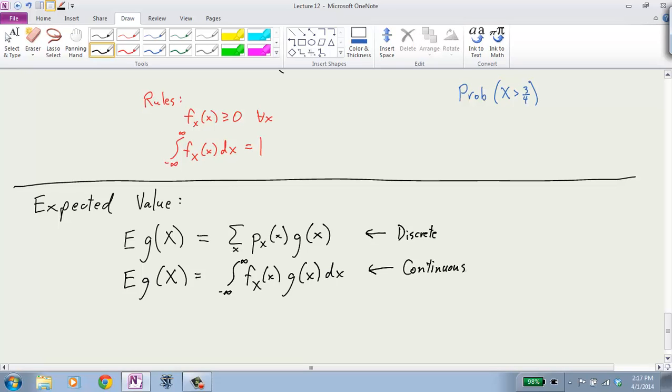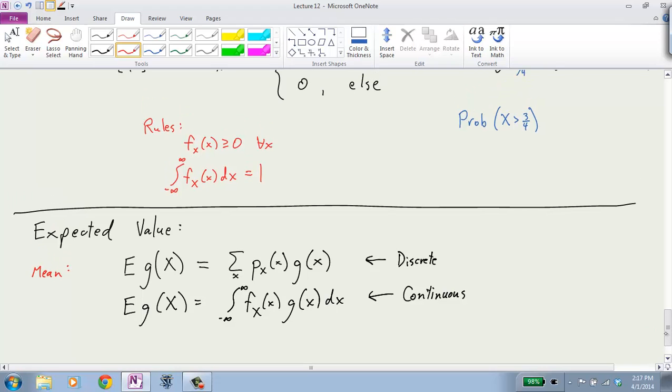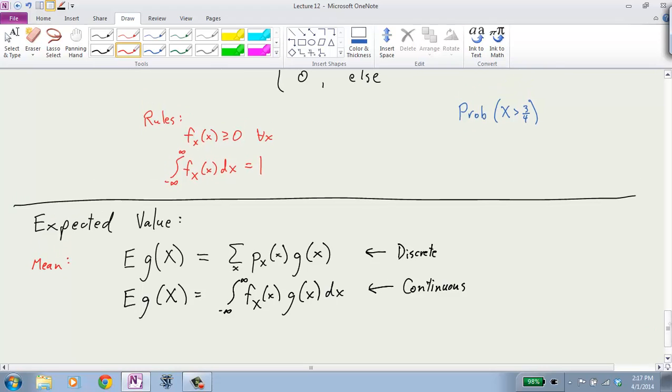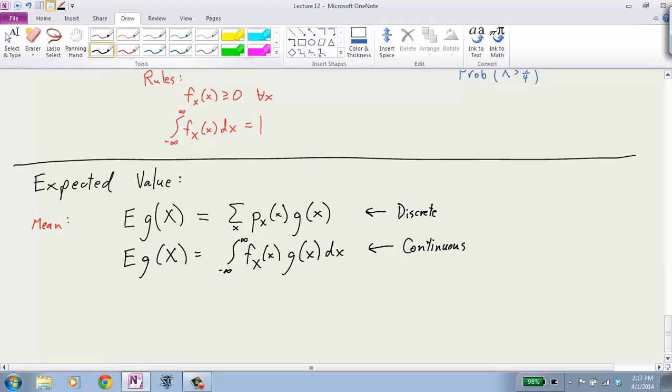So this is what expected value means. Now people like to call this the mean sometimes of the distribution. So we can look at a particular expected value that we care about, which is the expected value of just x itself. It's just a special case of what I have up there, where g of x is just x, okay?